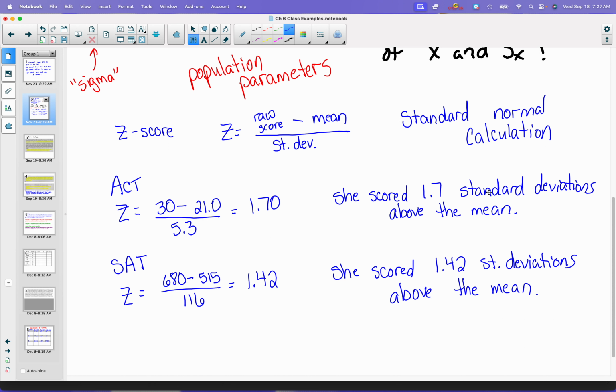So when we want to consider which one is better, well, it's better to score more standard deviations above the mean. This is a higher score. So she did better on the ACT.